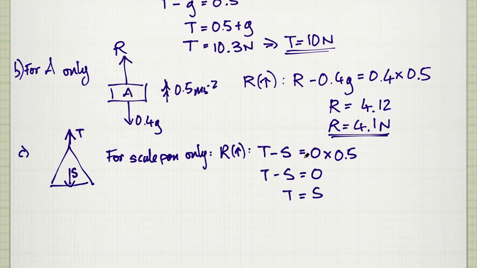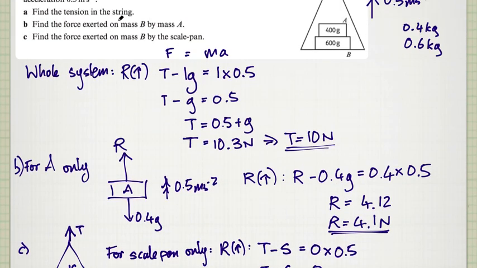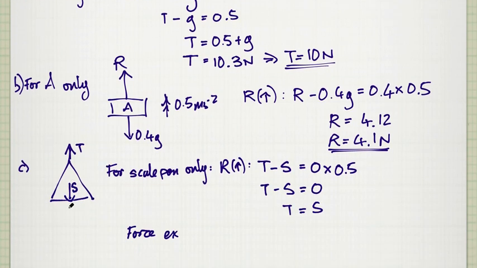And we know from part A that the tension in the string is 10 newtons, and therefore the pressure acting downwards on the scale pan is also 10 newtons. So the force exerted on B. This question asks for the force exerted on mass B by the scale pan, which is the same as the force exerted by mass B on the scale pan.